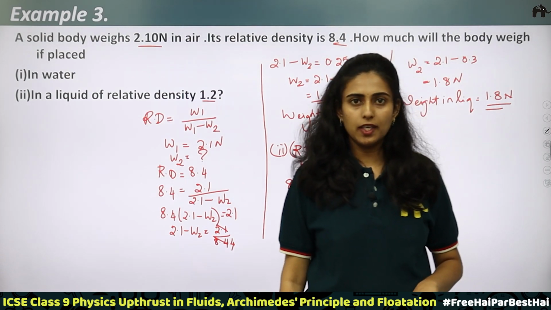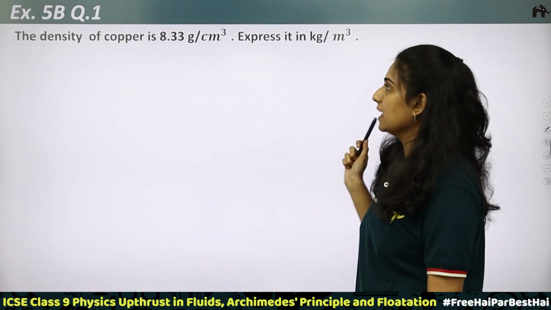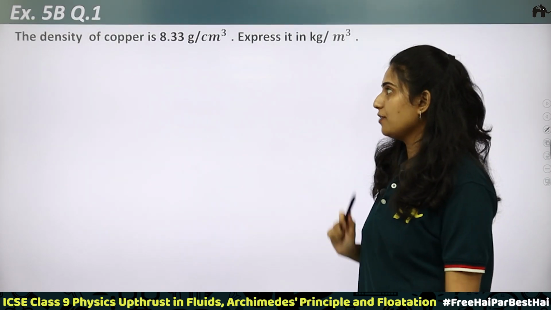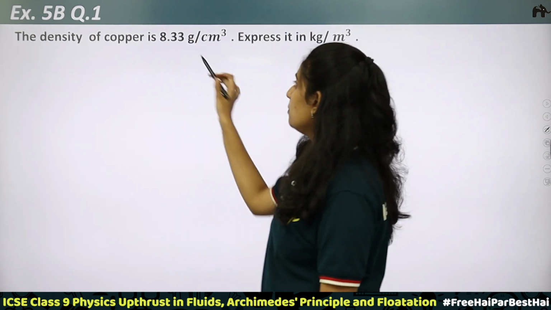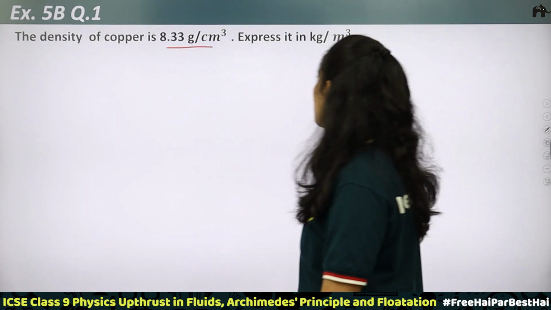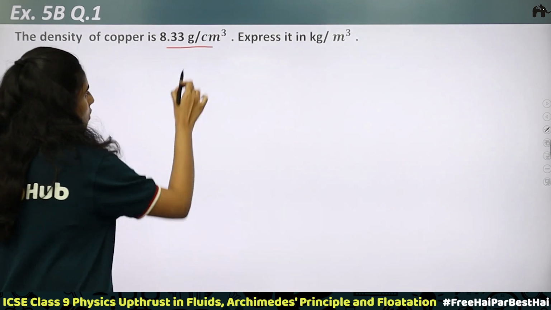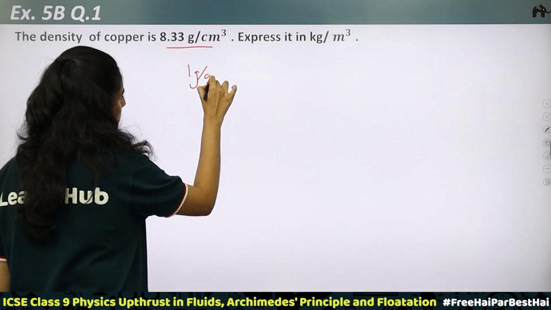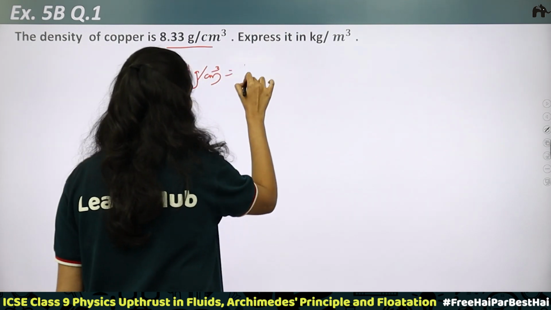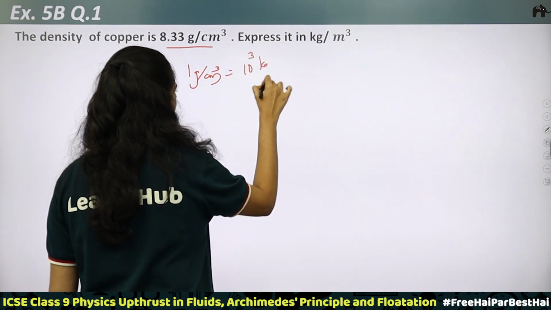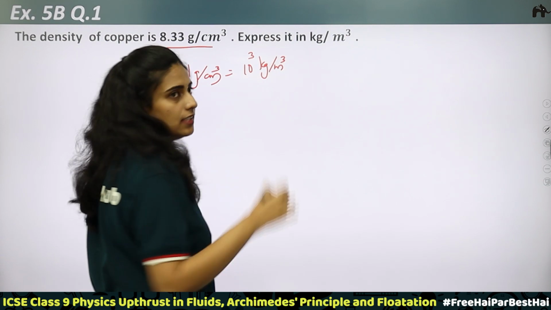Okay. Now let us solve problems from exercise 5B. Question 1 of exercise 5B. The density of copper is 8.33 gram per centimeter cube. Express it in kilogram per meter cube. So we know 1 gram per centimeter cube is equal to 10 raised to 3 kilogram per meter cube. How are we getting this?